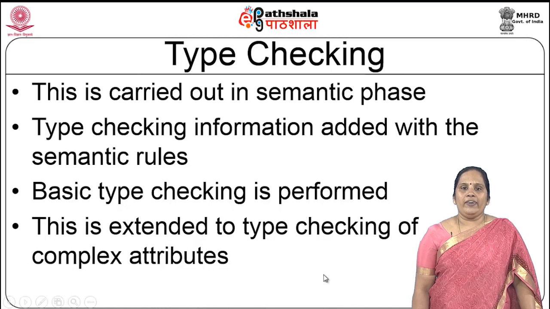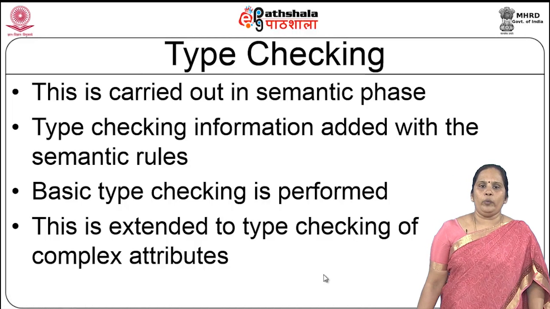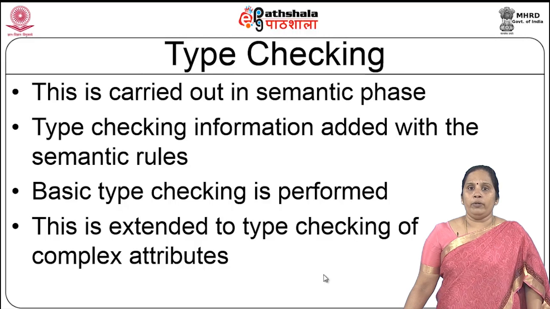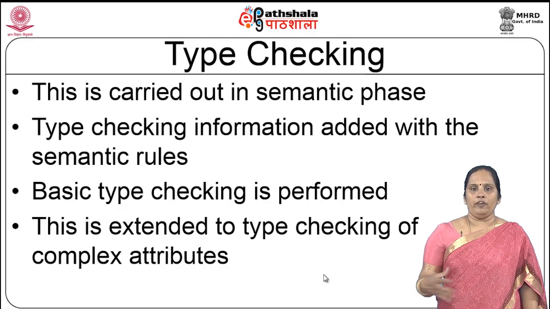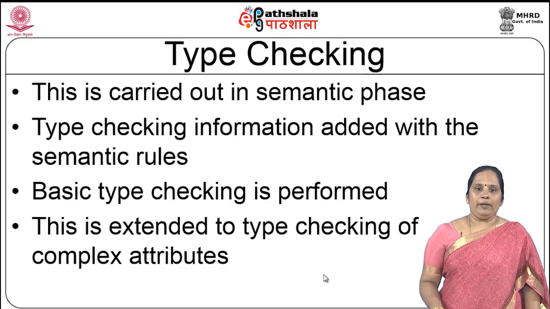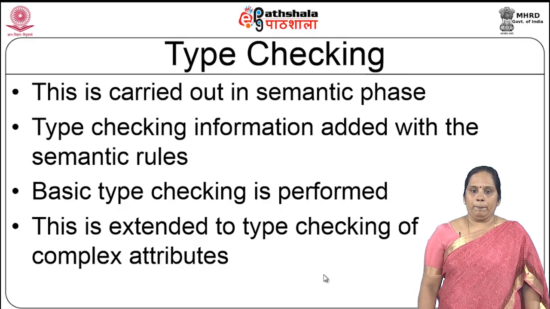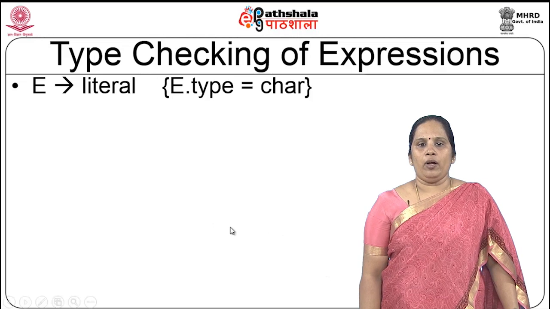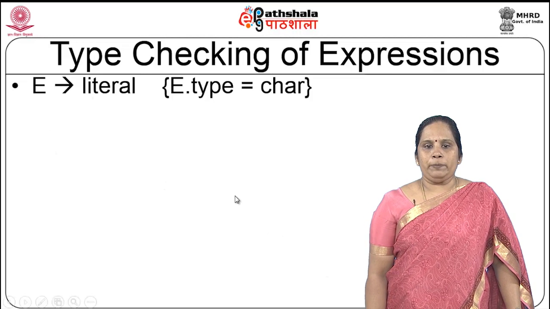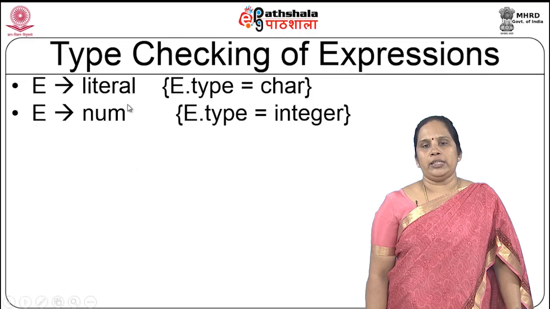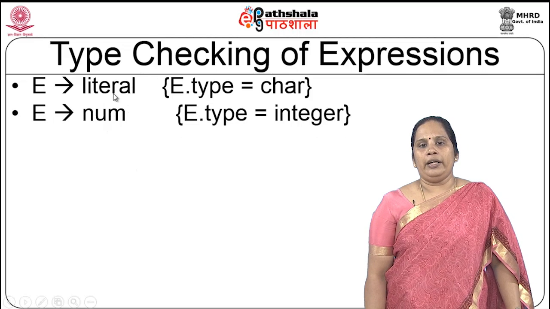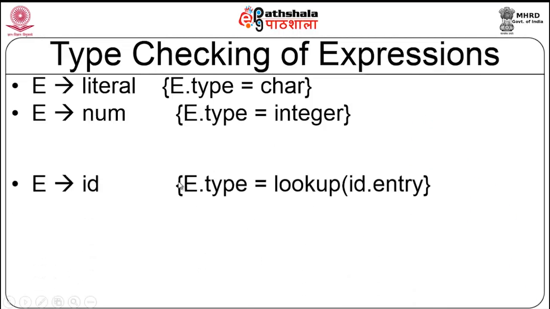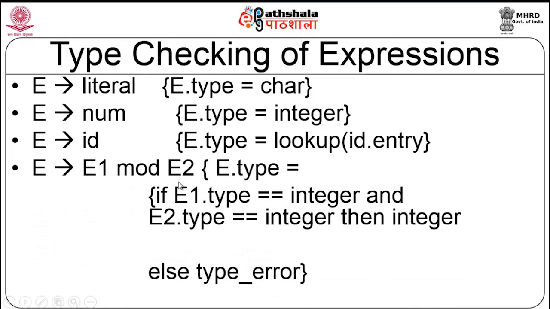So we will first start by verifying whether an integer should be an integer or a real number should be a real number, and then we will carry out additional statements, declarations, etc. So let us look at the type checking of expressions. As we already know, the expression grammar can be E produces ID, E produces literal, and here I am talking about E produces num, which is going to be an integer, and some example here.